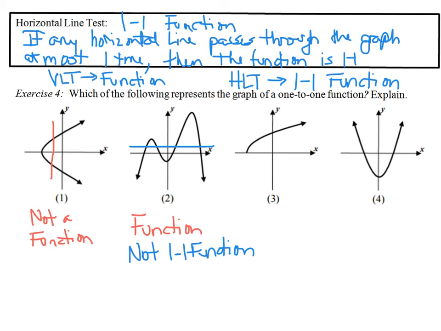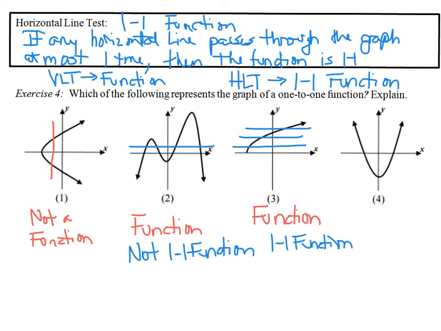Looking at example number 3, yes, each and every vertical line crosses just once. So that tells me that I do have a function. If I check the horizontal lines, I see that each horizontal line also only crosses once. So this one is a one-to-one function.